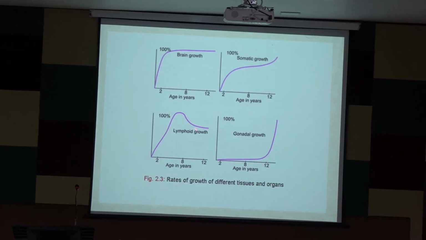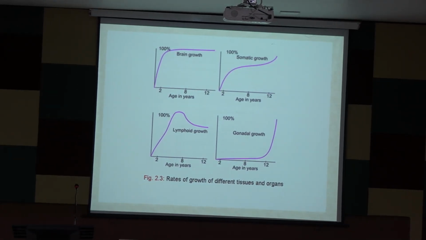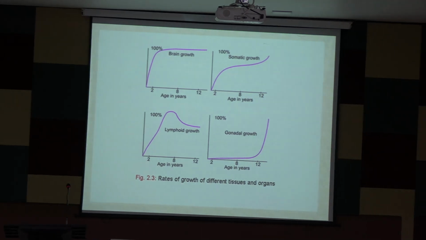Lymphoid growth. Lymphoid growth is maximum during mid childhood, that is 4 to 8 years of life. Okay, 4 to 8 years of life. It has one clinical implication also.